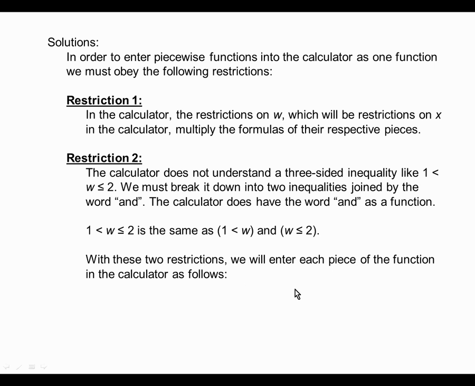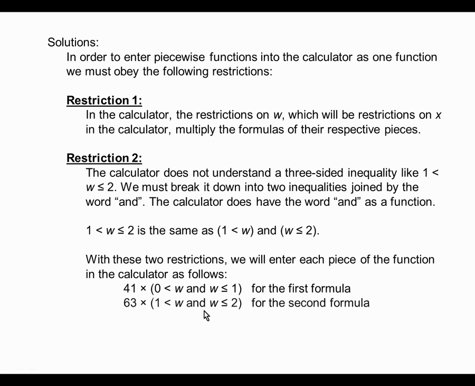So with these restrictions, we'll enter each piece of the function in the calculator like this. Here is the first one: 41 times 0 less than W and W less than or equal to 1. That was the first one. Remember the second one? 63 times 1 less than W and W less than or equal to 2. And the last one was 84 times 2 less than W and W less than or equal to 3.